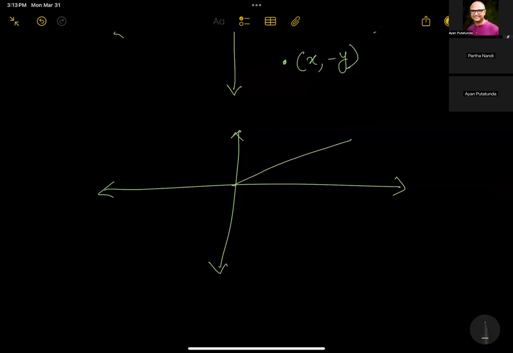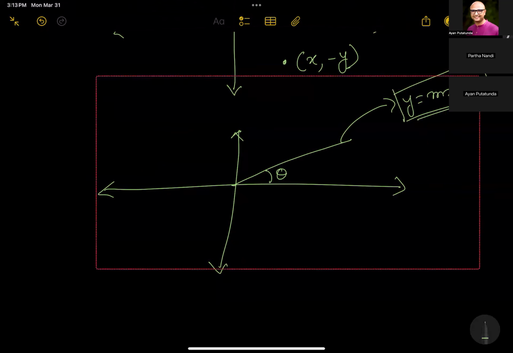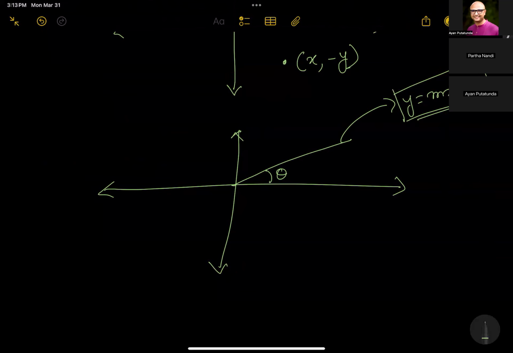Any line that goes from here, and if it makes an angle of theta, can be represented in an equation called y equals mx plus c. This is the base equation of a straight line. It is linear in fashion because it is an equation of degree 1. What is an equation of degree 1? One which does not have any square, cube, etc. Say this is the line. What is x, what is c, we will come to that.